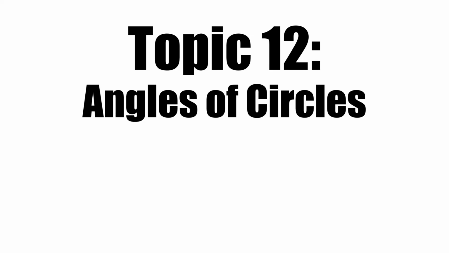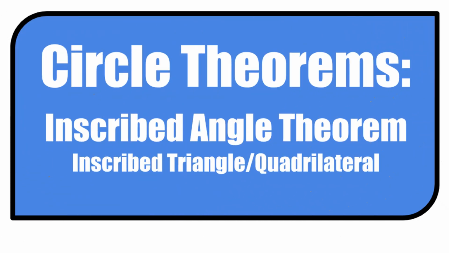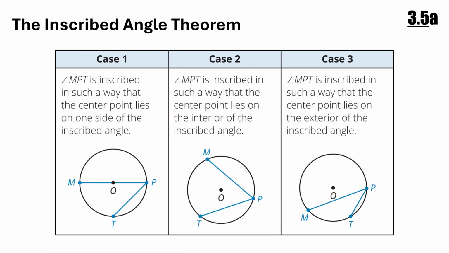This topic will go over angles and circles. This lesson will be about the inscribed angle theorem. Recall that an inscribed angle is an angle where all 3 vertices lie on the circumference of the circle.